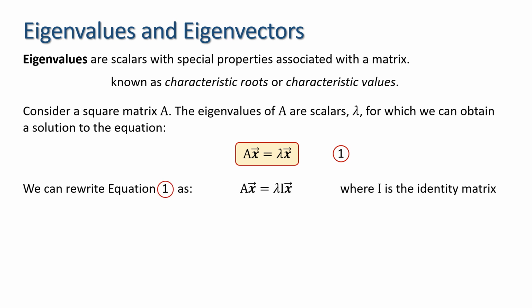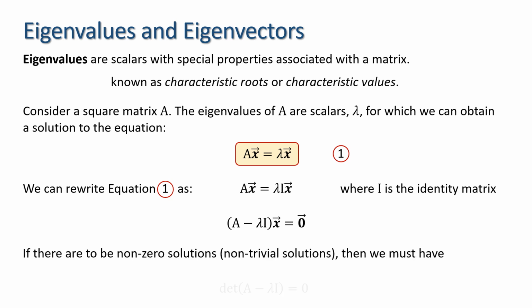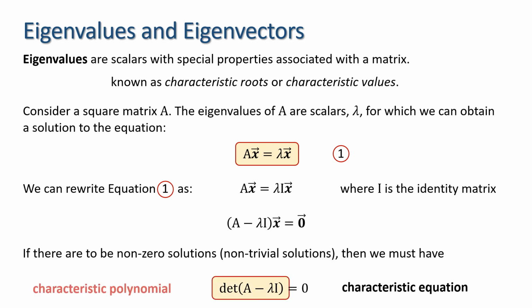We can rewrite equation 1 as Ax equals lambda Ix, where I is the identity matrix, giving us (A minus lambda I) times x equals the zero vector. Now, we know that x equals 0 is a solution to this equation. Thus, for non-zero or non-trivial solutions, we require the determinant of A minus lambda I to be 0. This is what we call the characteristic equation of A, and the left-hand side of the equation is known as the characteristic polynomial.